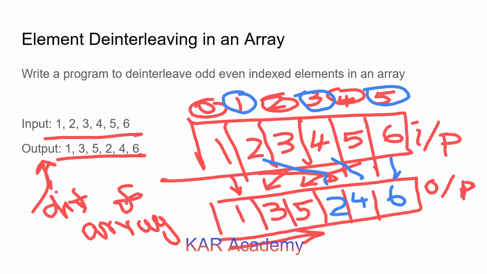Now we'll see how to write this program in C++. Did you understand the problem? You are given an array with an even number of elements and you're asked to de-interleave the array. That means take all the even index element values and put them at the start of the array, and copy all the odd index elements from the center of the array. Now let's go and write the program.